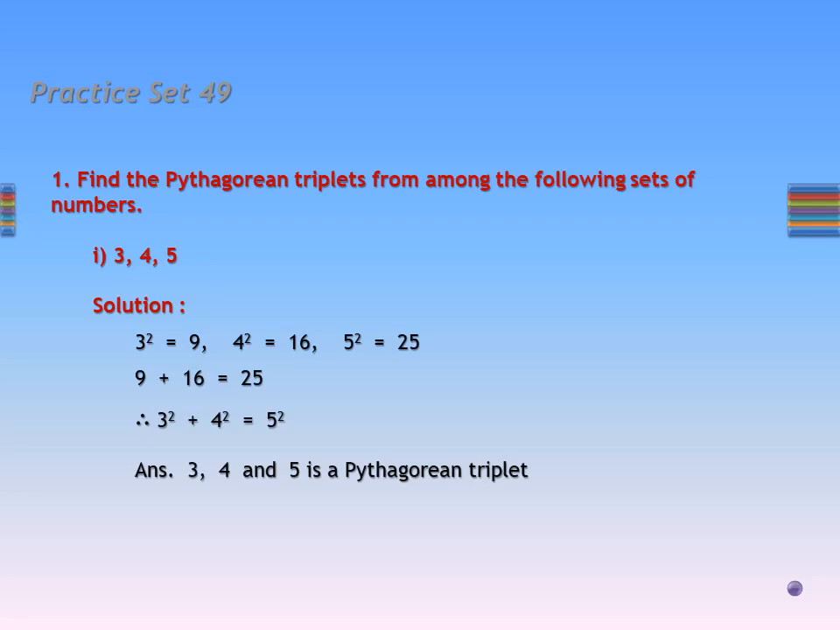So let us check whether the sum of the squares of the other two numbers, that is 3 and 4, comes to 25. 3 square is 9 and 4 square is 16 and 9 plus 16 is 25, which is equal to 5 square. That means 3 square plus 4 square is equal to 5 square. And hence 3, 4 and 5 is a Pythagorean triplet.